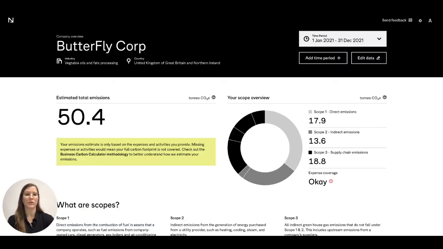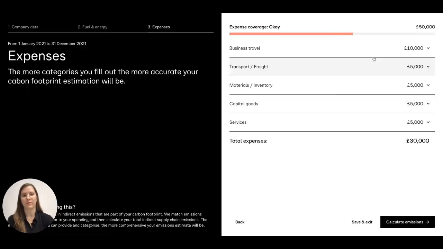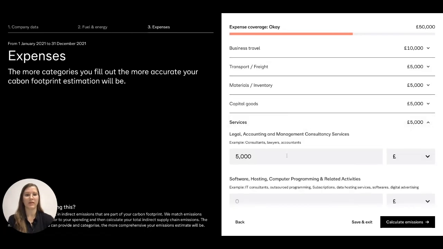Now you come to your home page, and here is where you will see your different emission sources. And you will see also, depending on input, how they relate to each other. You can also see the total. You can click into the business carbon calculator methodology if you want to know more about how that underlying data was calculated. You can see the industry and the country that you're in. You can edit the data and directly get the updated numbers.